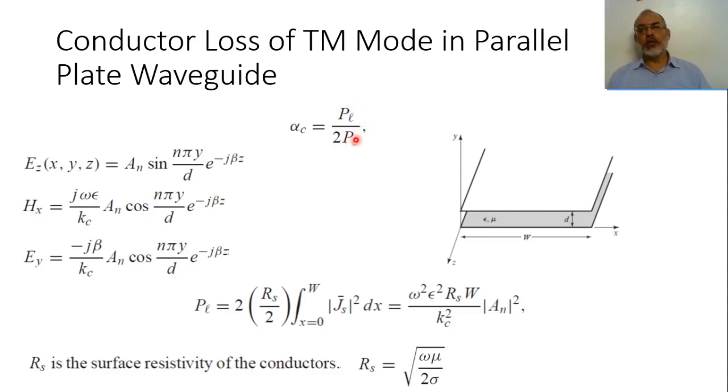So, it is now required to determine the power losses due to the conductor loss. The power loss due to the conductor loss for one plate is given by half the surface resistance Rs multiplied by the surface current Js squared, and this Js squared is integrated along the width of the plate. Because we have two plates, the power loss is multiplied by 2. So it was originally half Rs I squared, and we have one lower plate and one upper plate, so we have 2 multiplied by half Rs I squared.